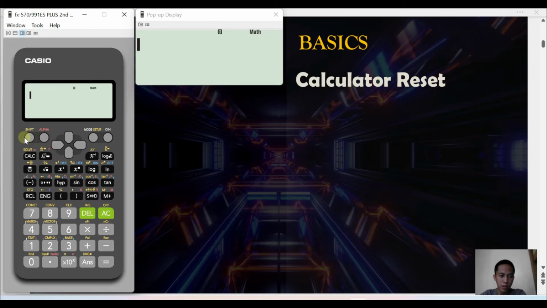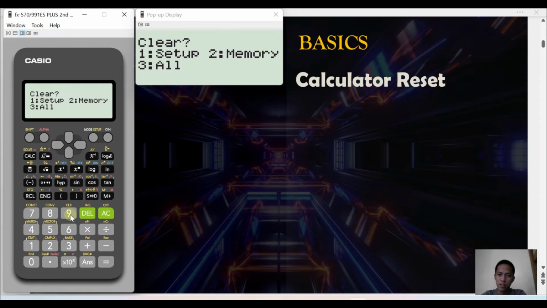So yung iba naman guys, for example, if you shift 9 again, that is shift clear, okay? Yung memory guys, ibig sabihin ng memory, pwede kasi tayong mag-save ng variables or ng value dito sa ating calculator. As you can see, meron tayong mga buttons dyan, A, B, C, D, E, F, X, Y, M. So that is a total of 9 letters na pwede nating pag-save ng numbers.